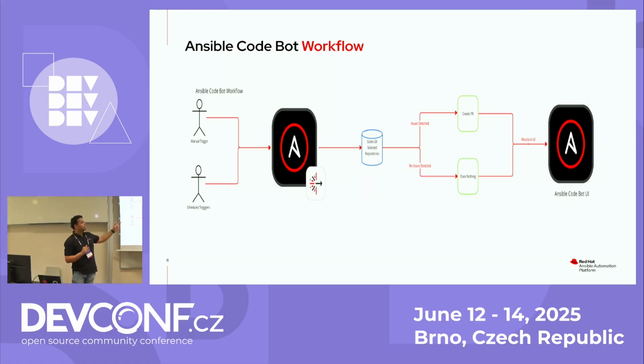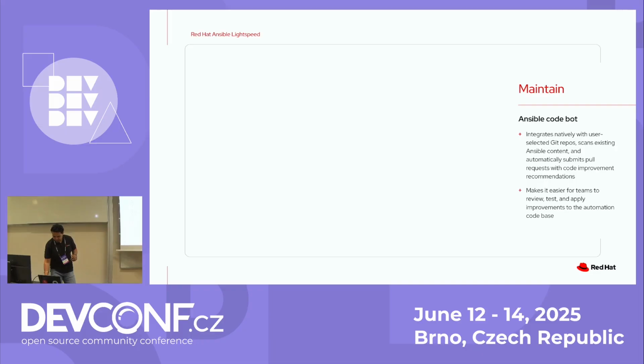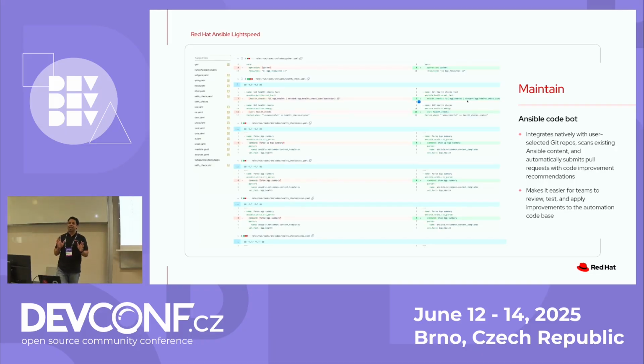And then it creates a PR on your behalf. So what you have to do is just review it, look at it, and say either approve or deny. That's all. And then you could see all of this on the UI. So I'll try to show it in action very quickly. This is basically a bot which is trying to maintain the code. And this is how exactly it looks like.